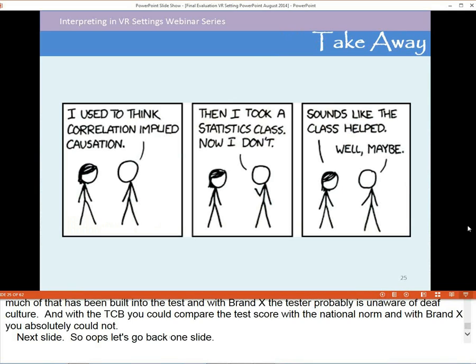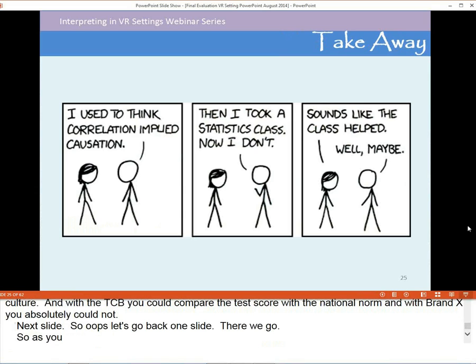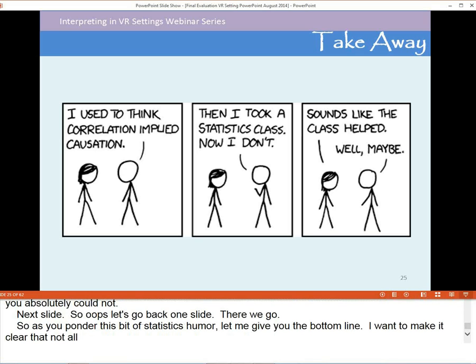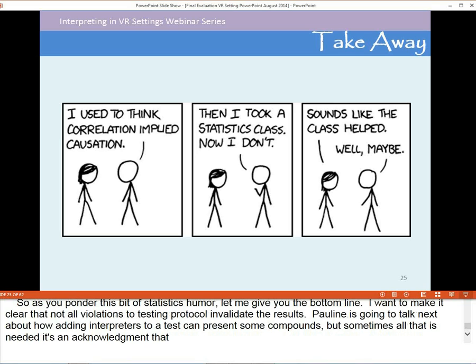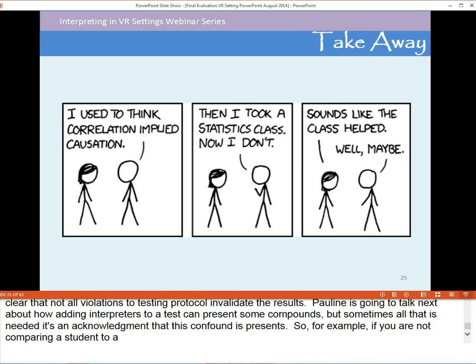There we go. So as you ponder this bit of statistics humor, let me give you the bottom line. I want to make it clear that not all violations to testing protocol invalidate the results. Pauline is going to talk next about how adding interpretation to a test can present some confounds, but sometimes all that is needed is an acknowledgement that this confound is present. So for example, if you're not comparing a student to a national norm, it might be okay if some of the testing protocol is not followed, like you could interpret the instructions.